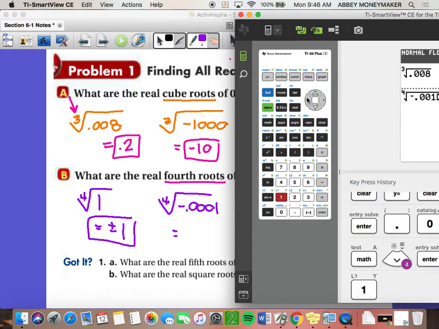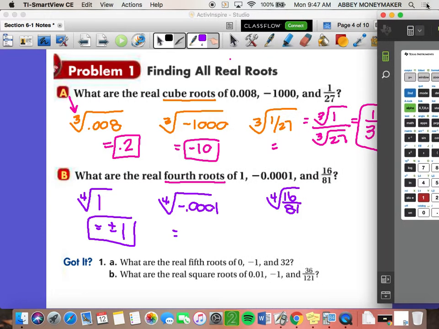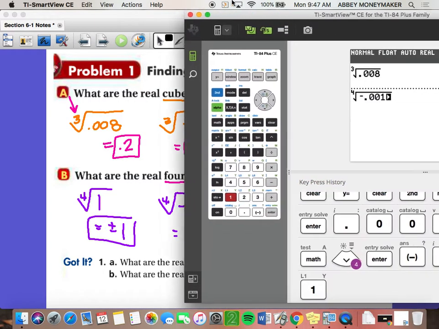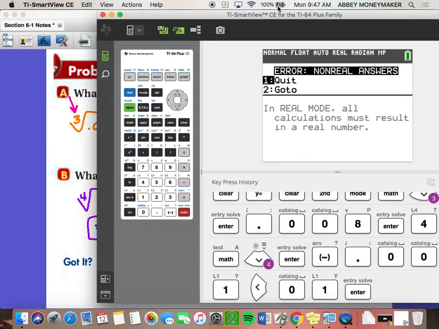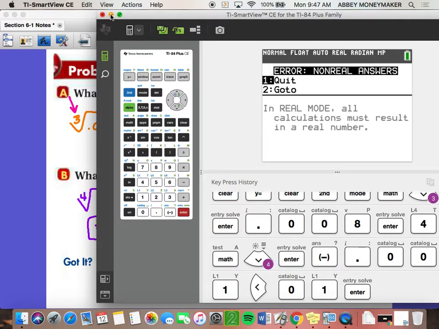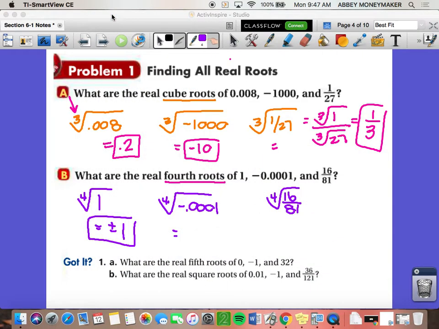Oh, whoops, sorry, I missed a 0, I think. Yes, I did. 3 zeros. 0, 1. And we get an error. No real answer. And that makes sense, right? Because we're taking the even root of a negative number, so that means we have no real solutions. We would end up with something imaginary.